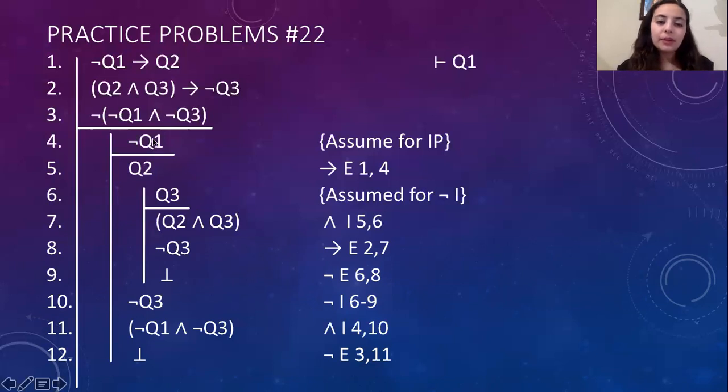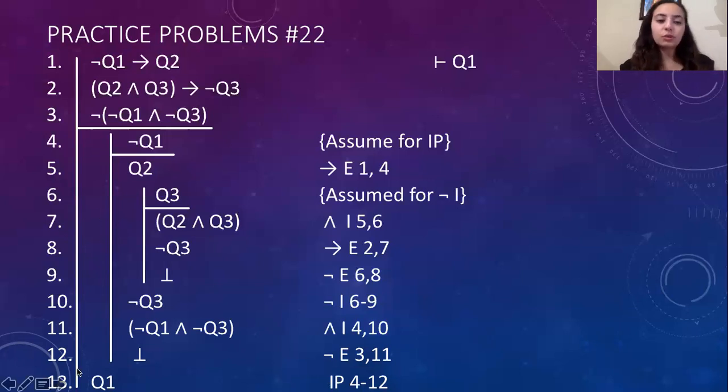Well, what's the point of doing that? Remember, the whole reason you assumed not Q1 for indirect proof is to get us to Q1. And we know that we have to show a contradiction through our subproof in order to prove the thing that we're trying to prove. And that's what I've done. And so that's how I get Q1 through indirect proof from line 4 through 12.